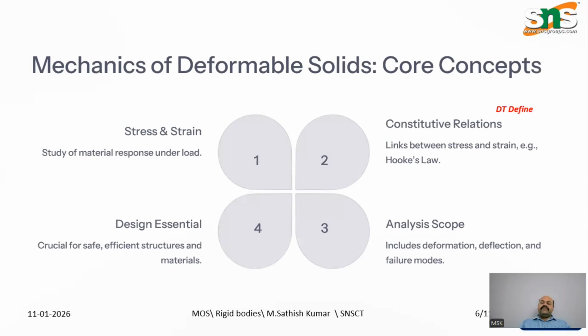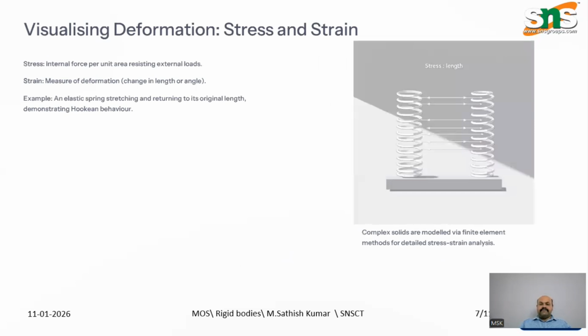And in the mechanics of deformable bodies, we have stress and strain, the study of material response under load, and constitutive relations, the links between stress and strain, which we call Hooke's law: within the elastic limit, the stress is directly proportional to strain. The analysis scope includes deformation, deflection and failure modes. And finally, the design essentials are crucial for safe, efficient structures and materials.